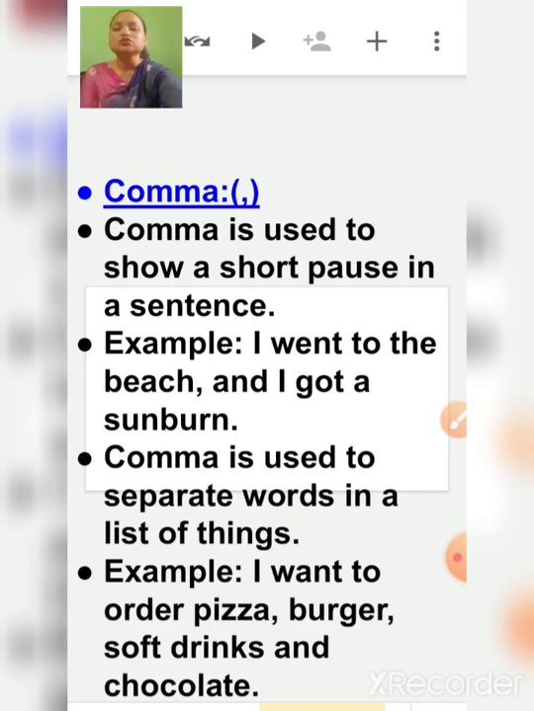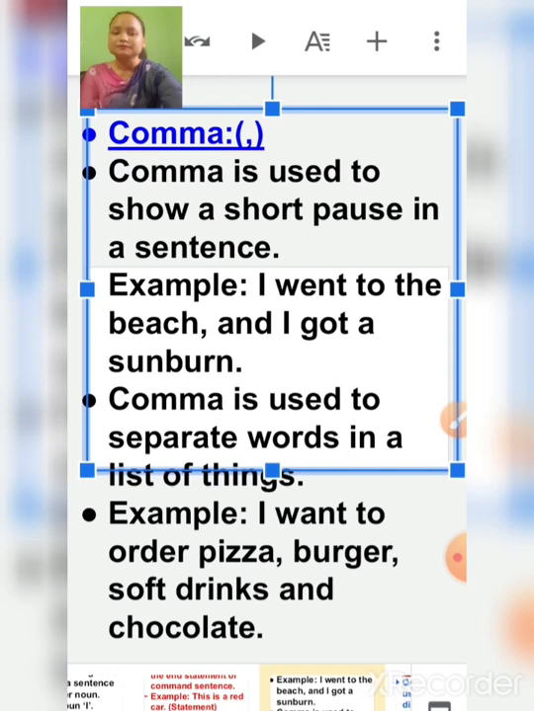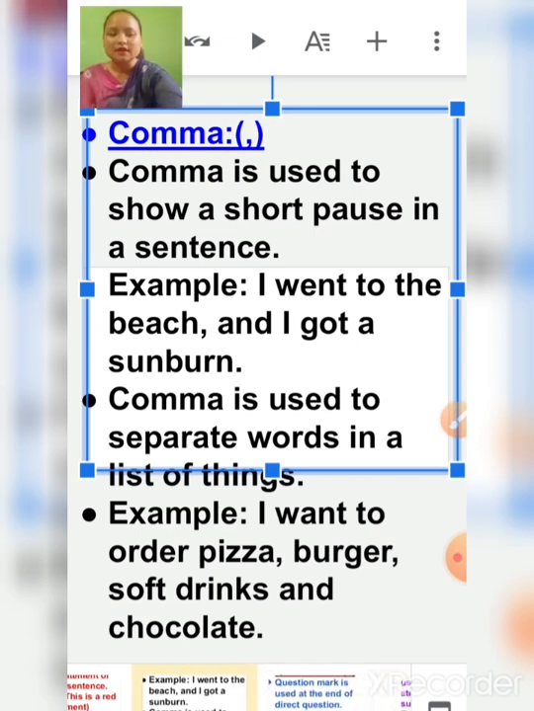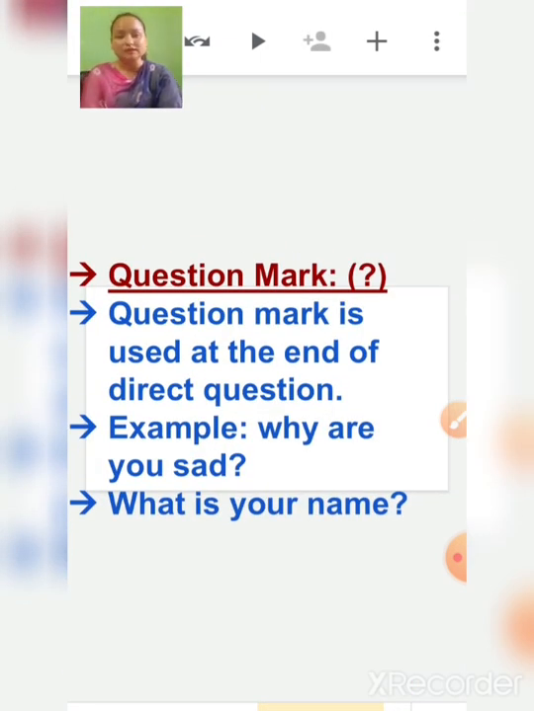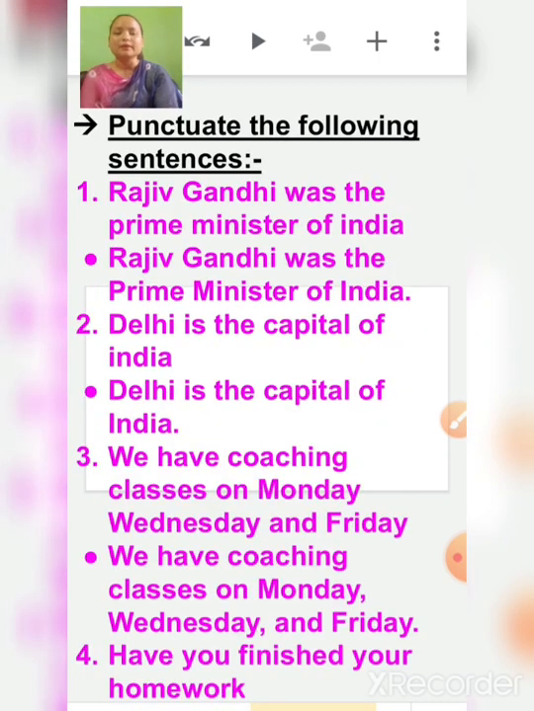Comma is used to show a short pause in a sentence. Example, I went to the beach and I got a sunburn. Comma is used to separate words in a list of things. Question mark is used at the end of a direct question. And exclamation mark is used when we show strong feeling or emotion. So these are the four common punctuation marks.